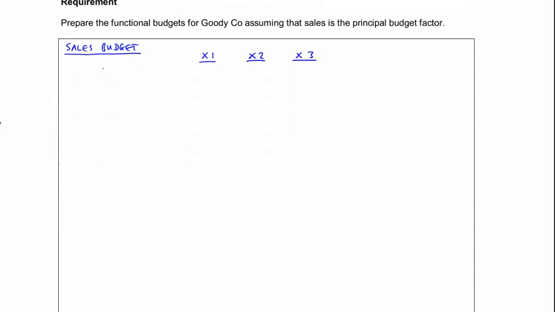So if we take those figures into our working for our sales budget, units for X1 was 7,000, X2 5,500, X3 4,000, selling price a unit of 150, 100 and 110 gives us what we're really after, which is our revenue.